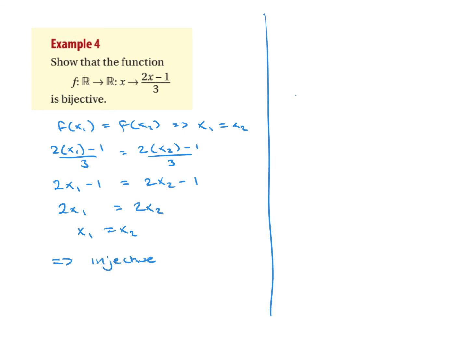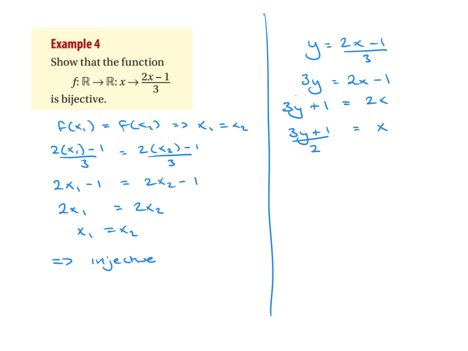Next, we're going to do the surjective test. So we say y is equal to (2x minus 1) over 3, and we want to get x is equal to. We'll multiply both sides by 3 to get 3y is equal to 2x minus 1. We'll take the minus 1 across to get 2x is equal to 3y plus 1, and then divide both sides by 2 to get x is equal to (3y plus 1) all over 2.